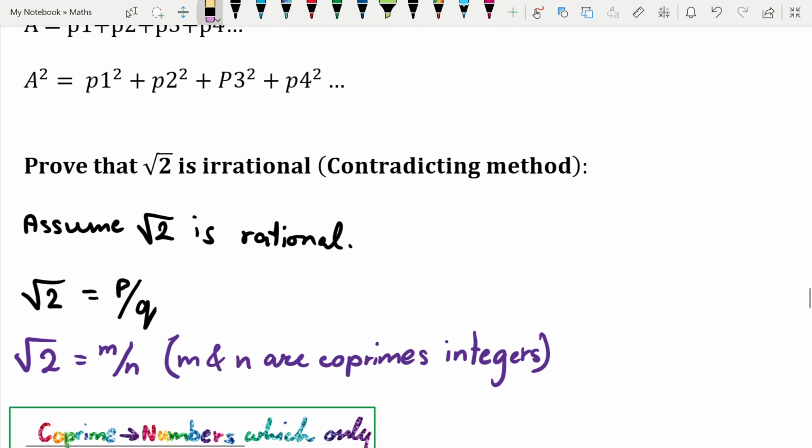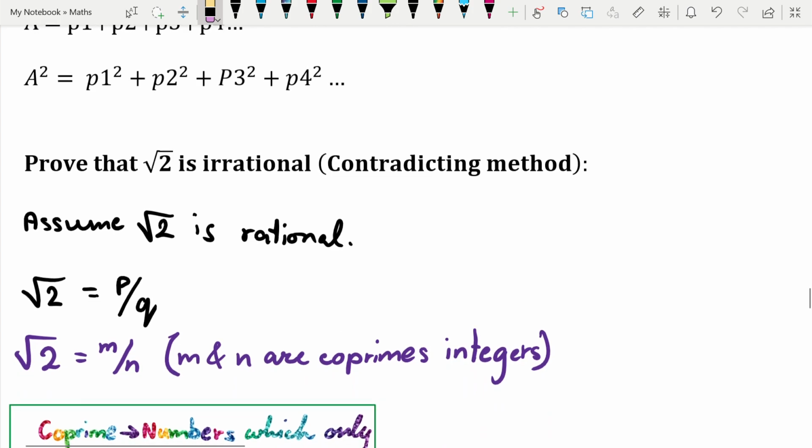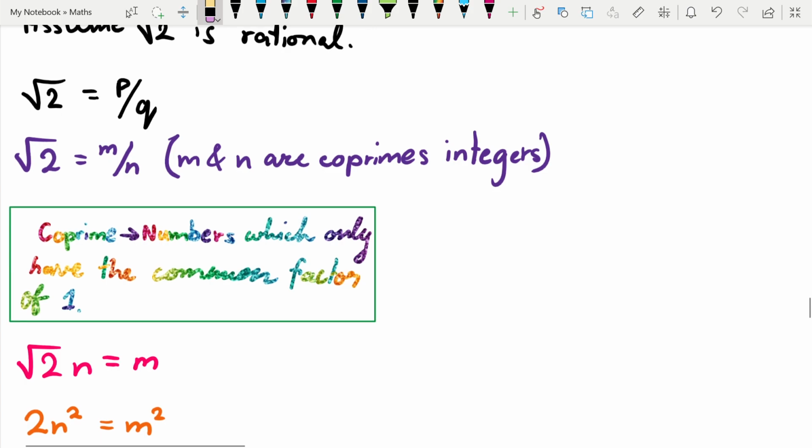Prove that root 2 is irrational. That we can do by using the contradiction method. First we have to assume that root 2 is rational. So root 2 can be written in the form of p by q, or in the form of m by n, where m and n are co-primes.